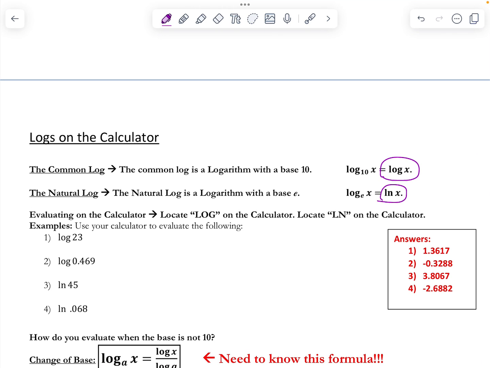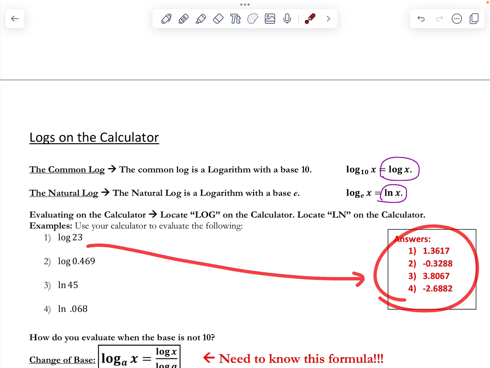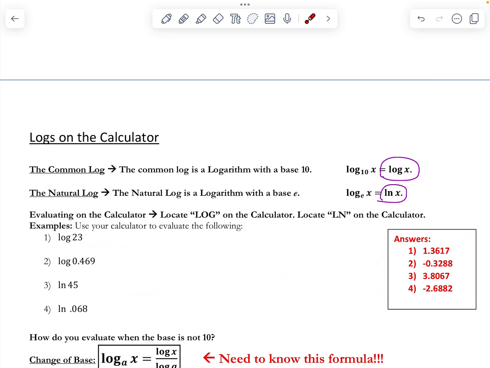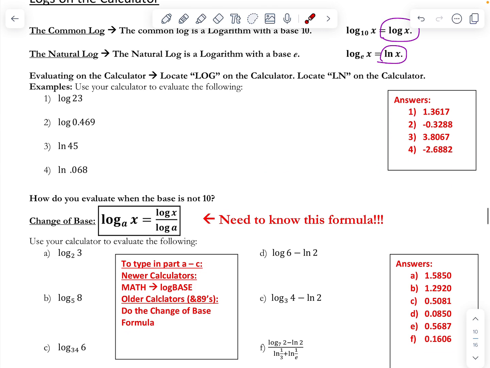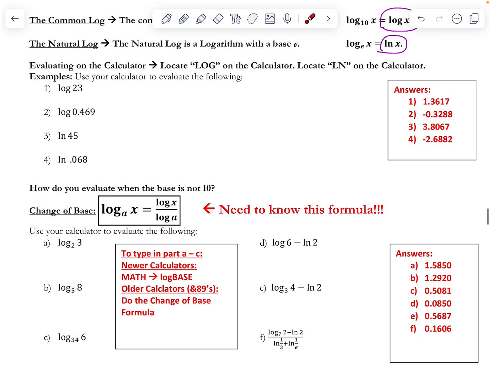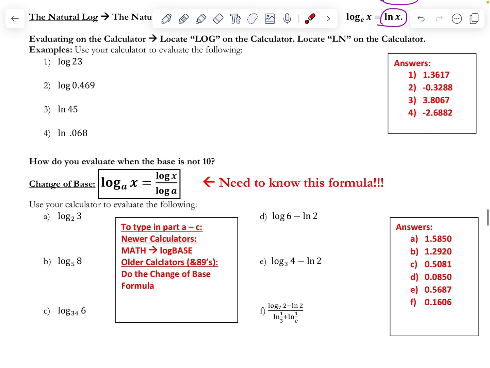Okay, so I want you to practice, whether you're using Desmos or your calculator, that you can get these answers from here. Okay? Once you do that, you stop the video, you do that, I also want to teach you this.